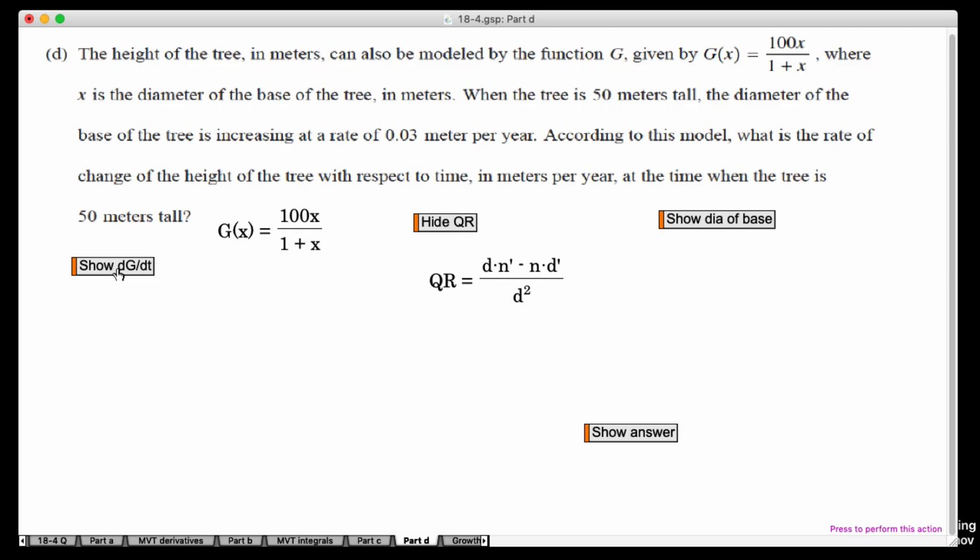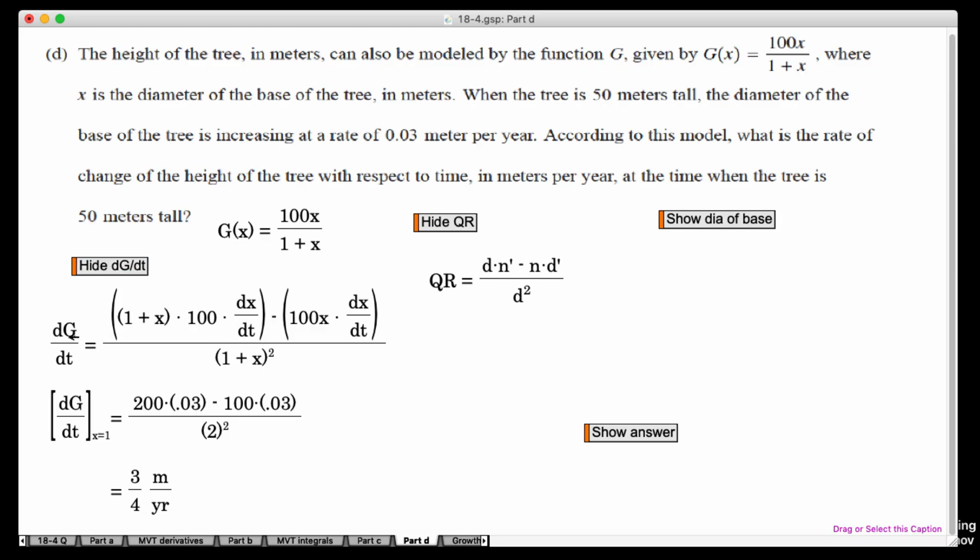Okay, so let's take the derivative of this. Now remember, we're differentiating with respect to t. So here we have the denominator squared. Then we have the denominator times the derivative of the numerator. Now we're differentiating with respect to t, so the derivative of this is going to be 100 times the derivative of x with respect to t. And then minus the numerator, 100x, times the derivative of the denominator with respect to t. So the derivative of 1 is 0. The derivative of x with respect to t is dx/dt. So there's your derivative using the quotient rule.